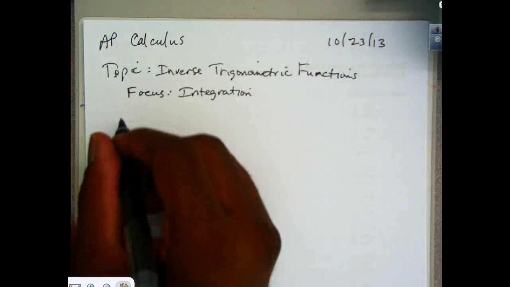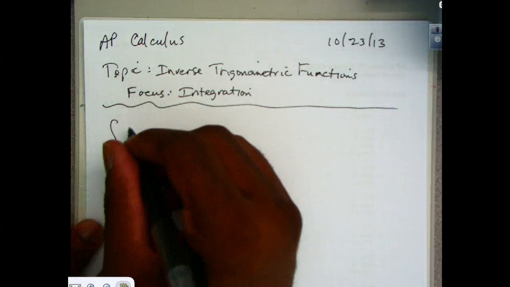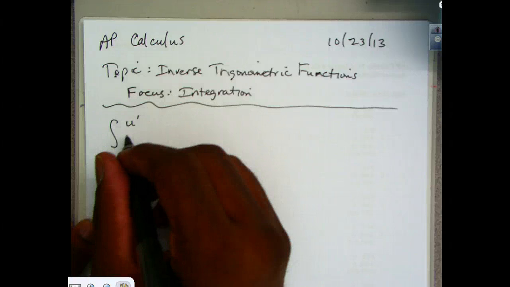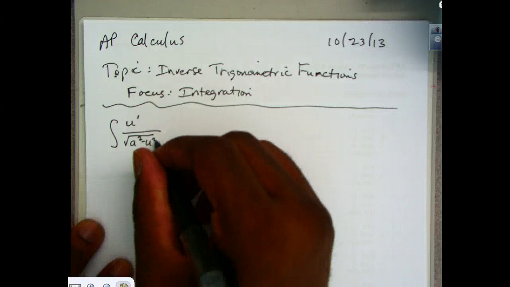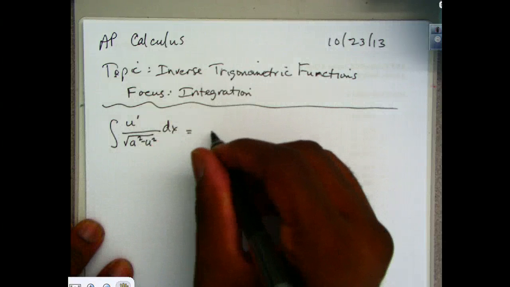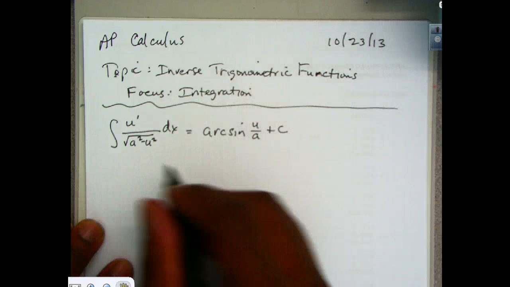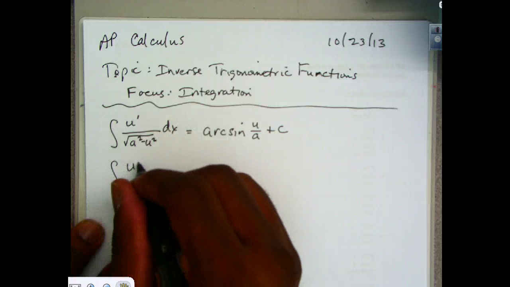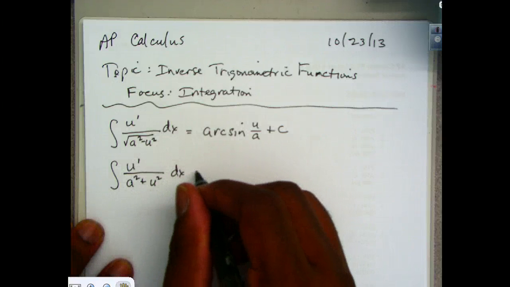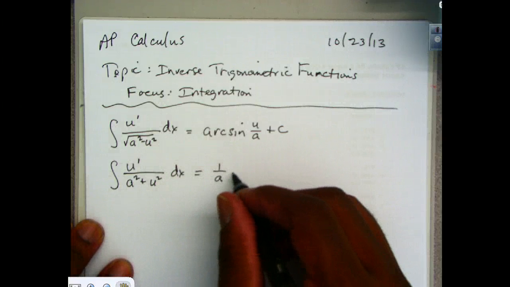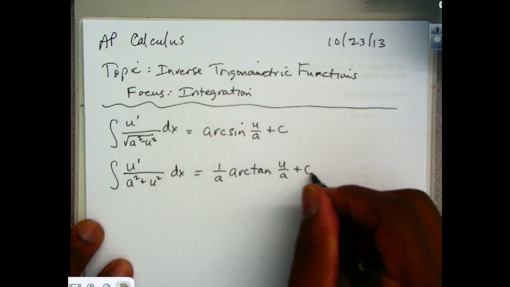Okay, so let me go ahead and start off with giving you our basic integration formulas. The integral of u prime all over the square root of a squared minus u squared dx is arcsine of u over a plus c. The integral of u prime over a squared plus u squared dx is 1 over a arctan of u over a plus c.